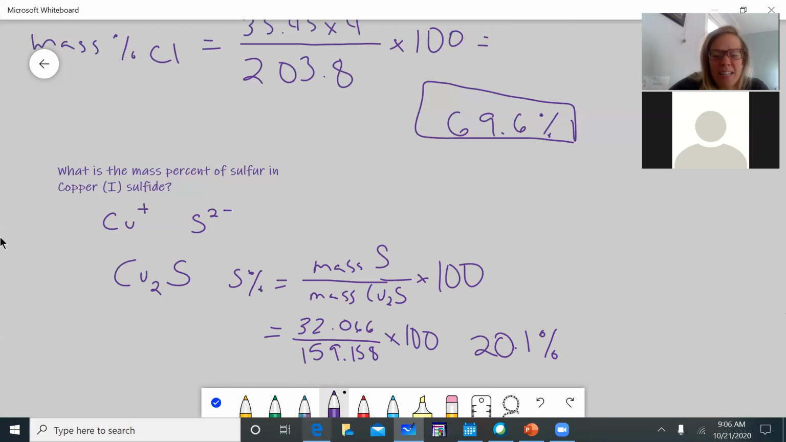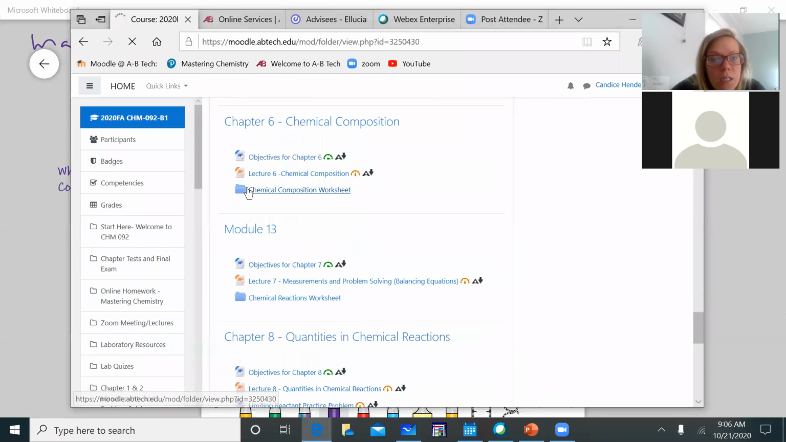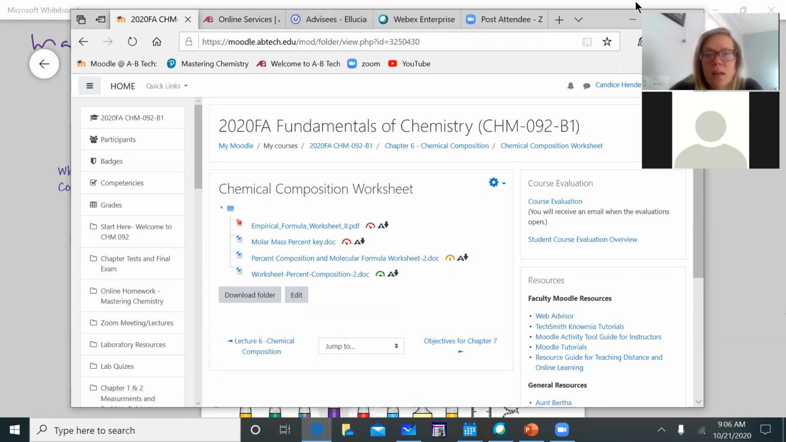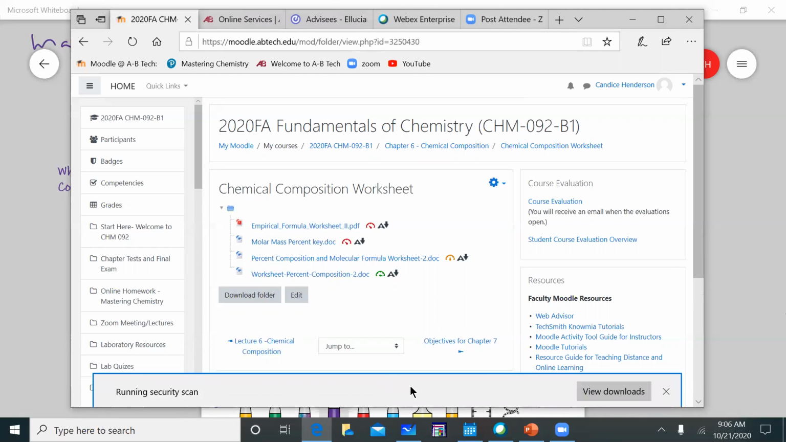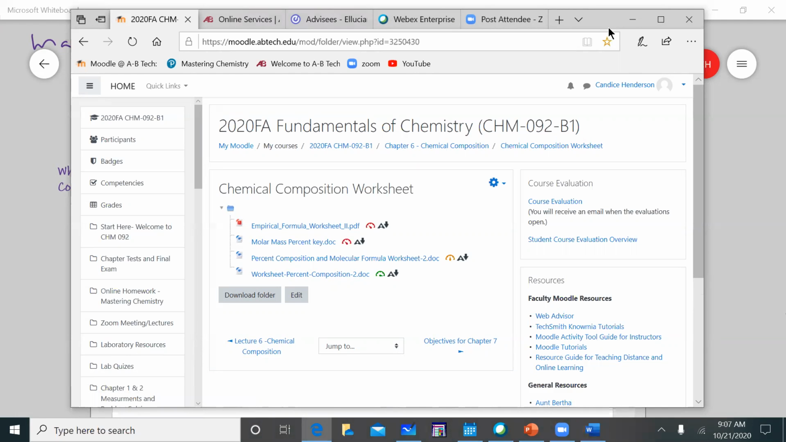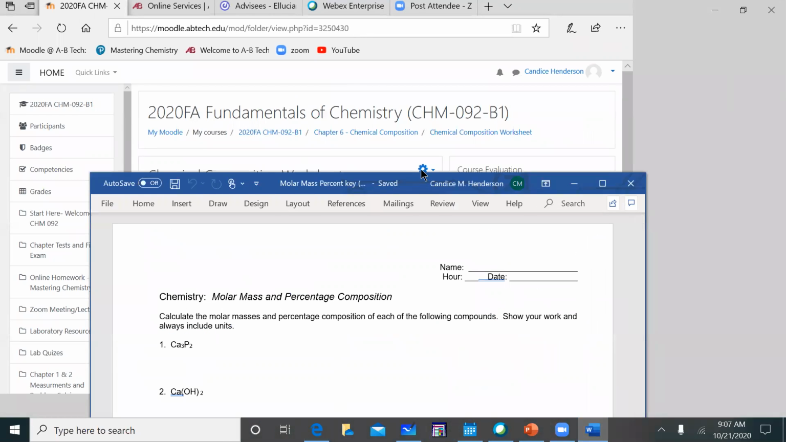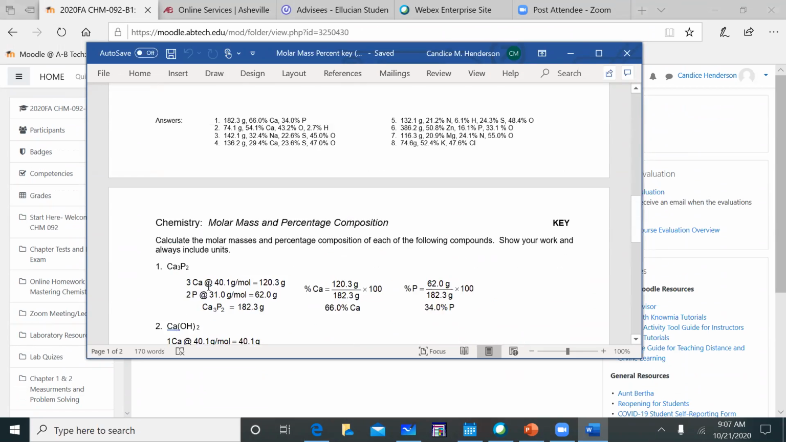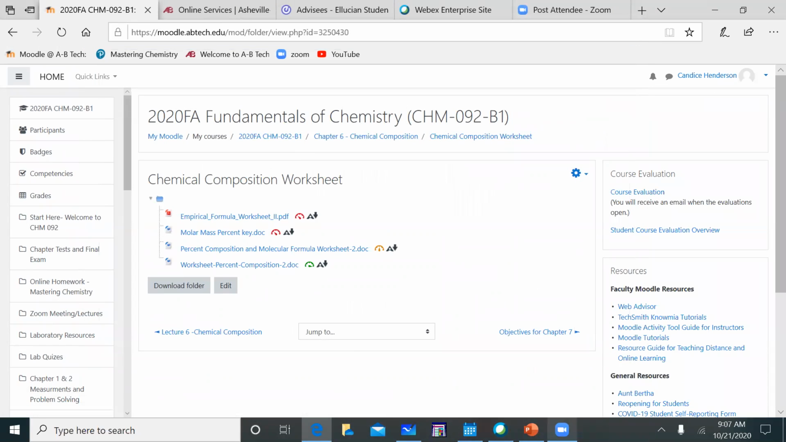So there is a practice sheet for this in your, where is it? We've got worksheet here. Yeah, there's a mass percent practice sheet, that empirical formula, molar mass. I'm not going to go over any more of them, but this formula sheet has a bunch of practice and it also has the answers. So you can look at all these different formulas, calculate what is the mass percent of these, and then it actually gives you the answers and shows you the basic work for it. So you can tap into there if you need a little bit of extra help.